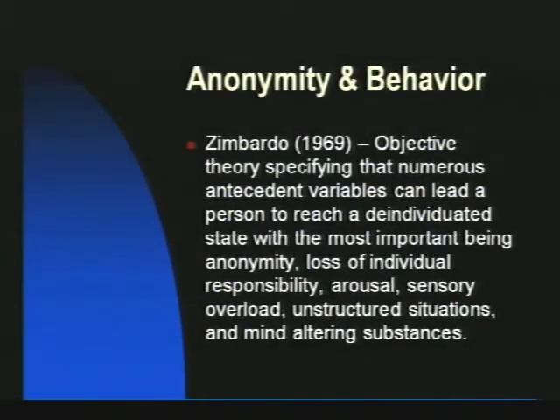Going to perform behaviors that are antisocial. Okay, and hacking and all these things are regarded as antisocial, right? But his theory stated that there are specific antecedent variables, things that need to happen before you get into that state. And they're listed over there. Anonymity is very important. Loss of individual responsibility, arousal, also known as excitement, sensory overload, unstructured situations, and mind-altering substances.